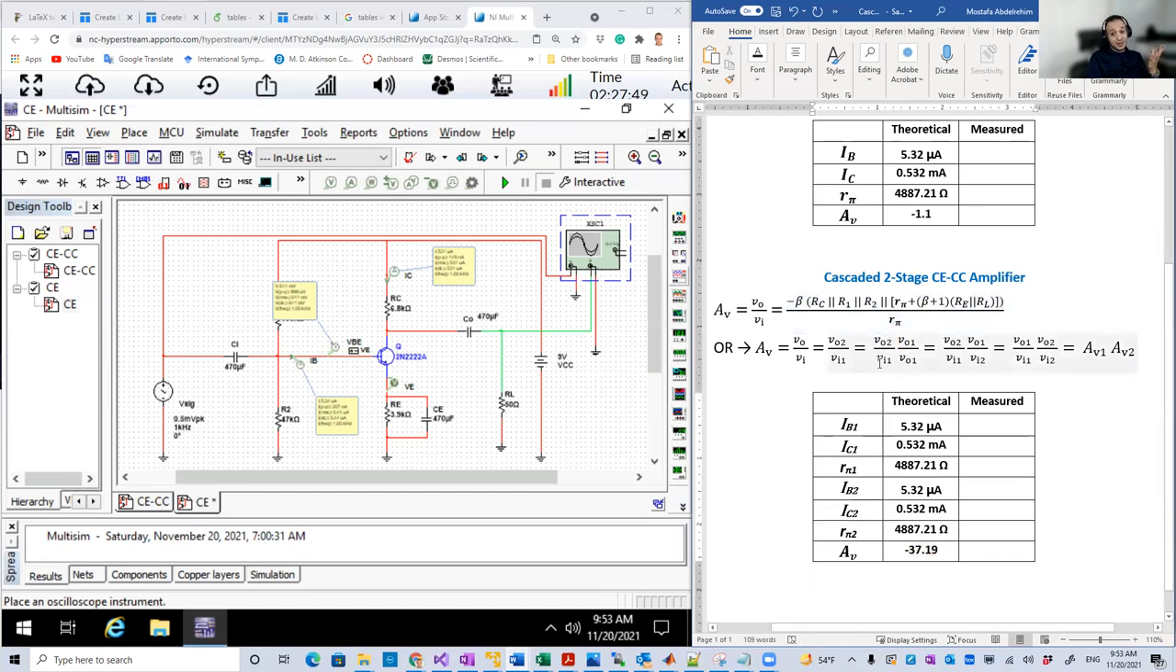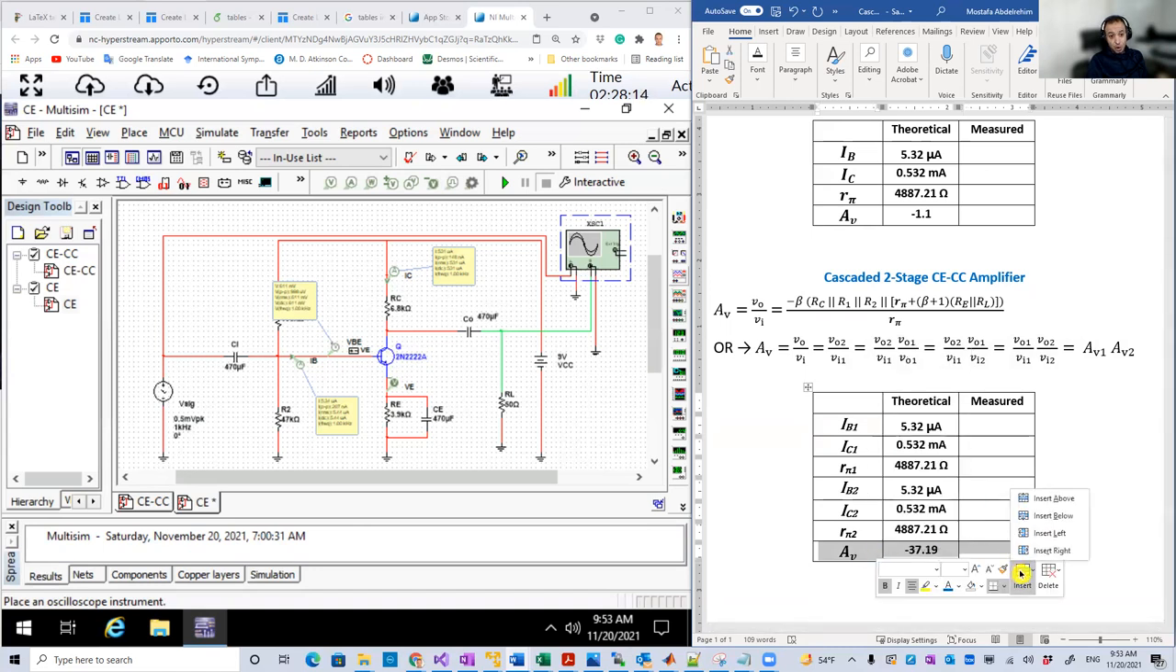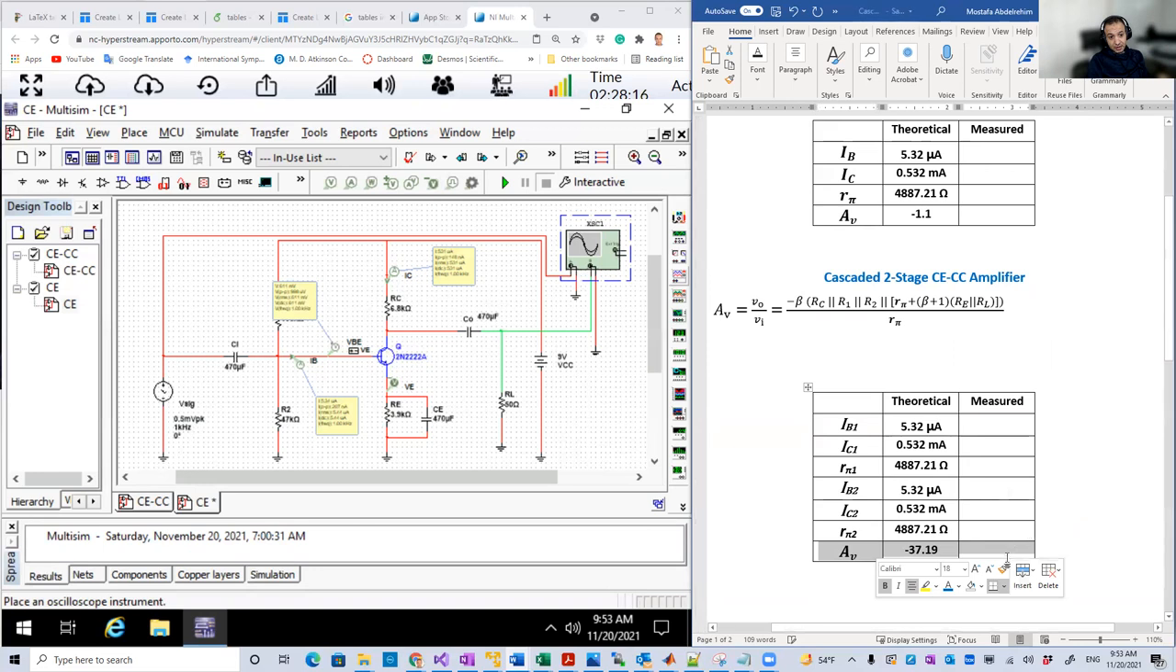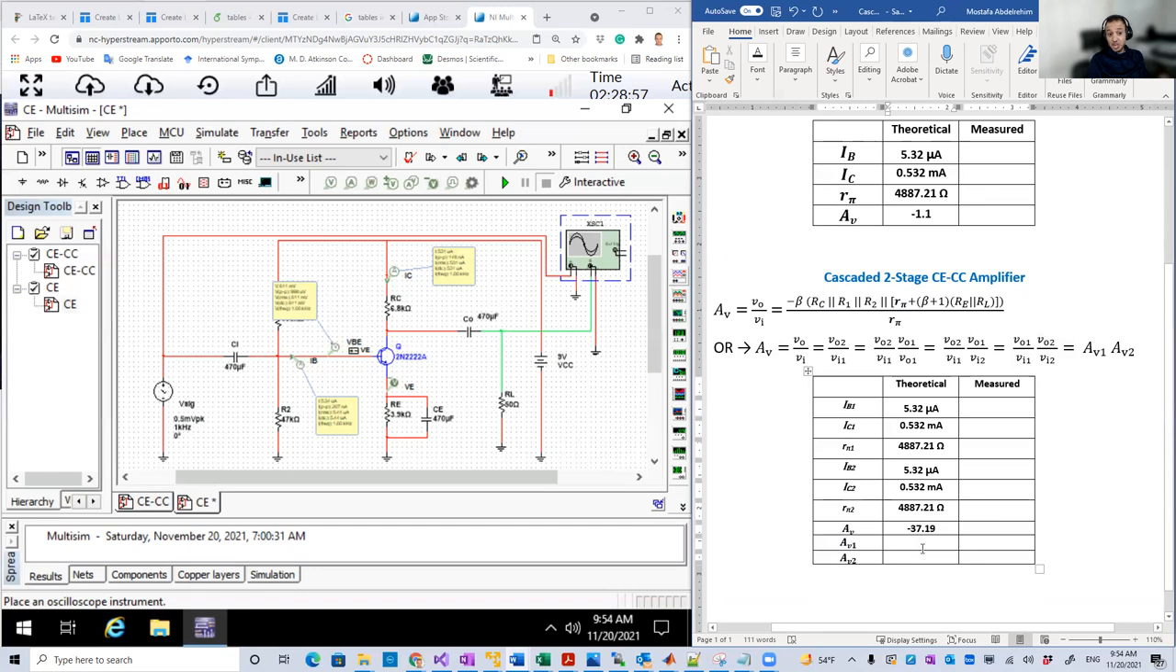Okay. And we're going to have another two oscilloscopes. One measures the output of the first stage and the input of the first stage. Another oscilloscope measures the output of the second stage and the input of the second stage. This will measure AV1 basically, and this measures AV2. Multiplying them to each other should give us AV. So let's add these two cells here, another two rows, and the multiplication of both should give us 37.